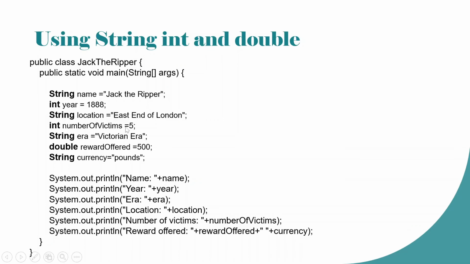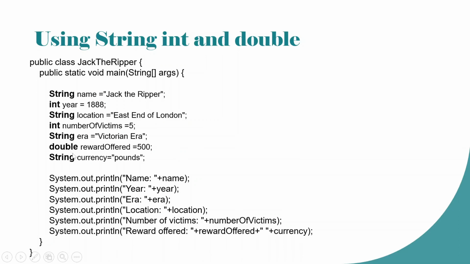What I would like you to take at this point in time is when we declare variables, don't use X and Y like they taught us at school. It's a very bad practice. You'll end up with vague variables and people will frown at you. Write out meaningful names for your variables, like the number of victims, the reward offered, the location, the name, the year. You see, all these variables, when I look at that variable name, I immediately know what it is. I don't have to go and look in the code to find out.